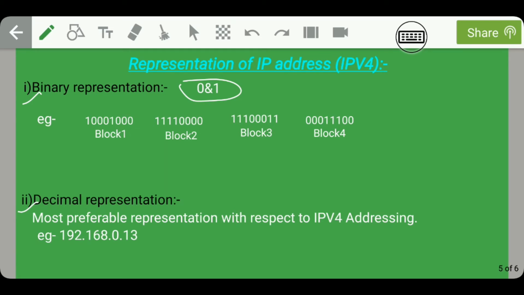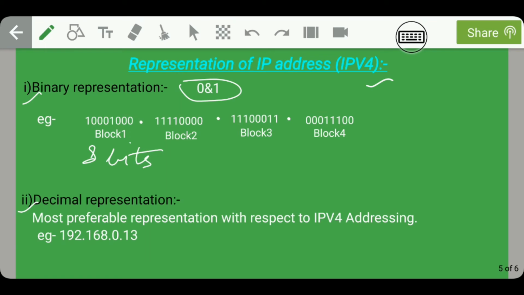So guys, in binary representation, there are 4 blocks, each block containing 8 bits, and moreover, each block is separated by a dot. So each block has 8 bits and there are 4 blocks in total. So hence this IP address has 32 bits. That is what the definition of IPv4 is, that it provides a 32-bit IP address.